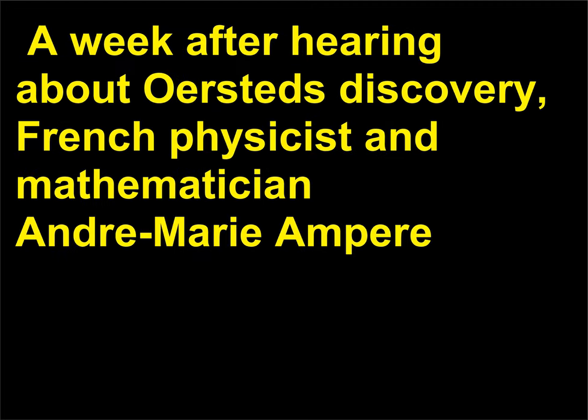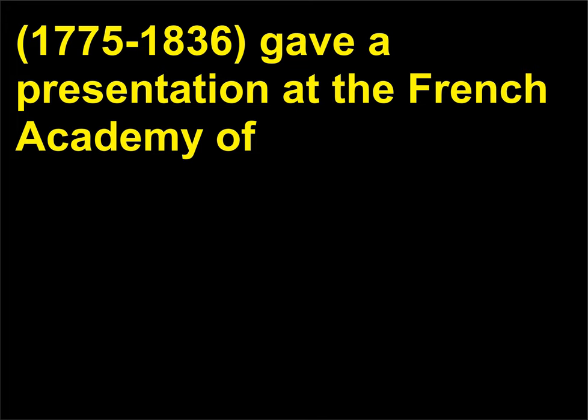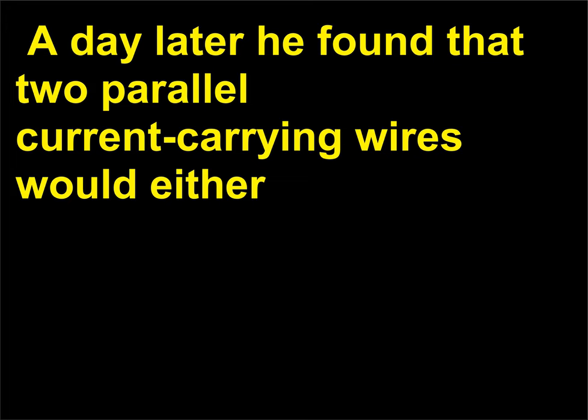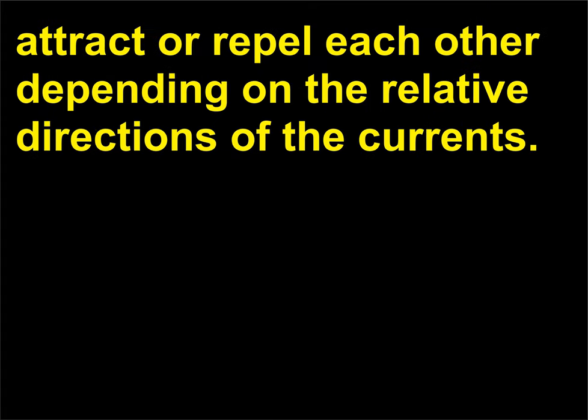A week after hearing about Ørsted's discovery, French physicist and mathematician André-Marie Ampère, 1775 to 1836, gave a presentation at the French Academy of Sciences that extended Ørsted's experiments and contained detailed analyses. A day later, he found that two parallel current-carrying wires would either attract or repel each other depending on the relative directions of the currents.